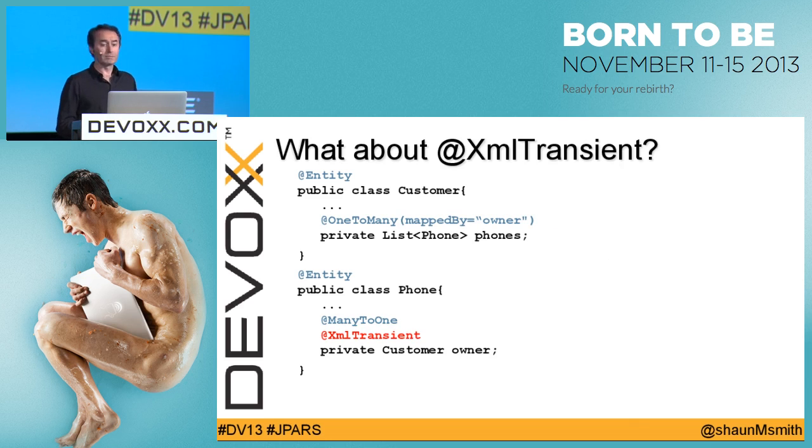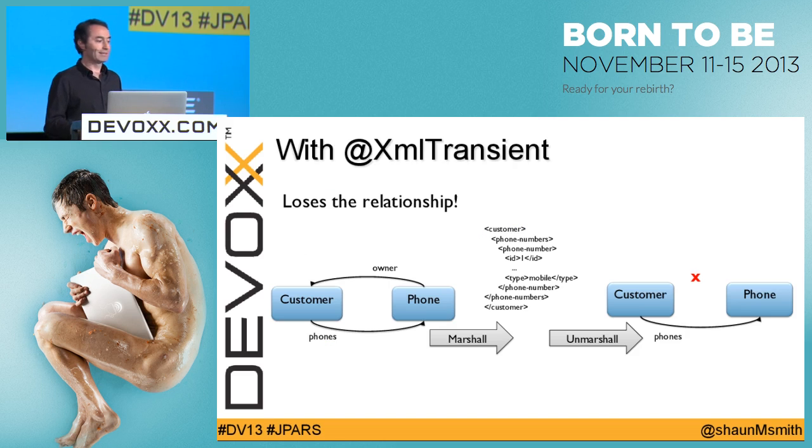What are we going to do about it? Well, back to XML transient again. The standard solution with JAXB would be to stick an XML transient on the back pointer, right? So as you're marshalling down from the top, you marshal out a customer, you get some XML, you get the list of phones, JAXB is iterating over the set of phones, and when you get to phone, it just doesn't look at the customer, right? It's ignored, nothing happens, which sounds like a solution, right? But unfortunately it is not.